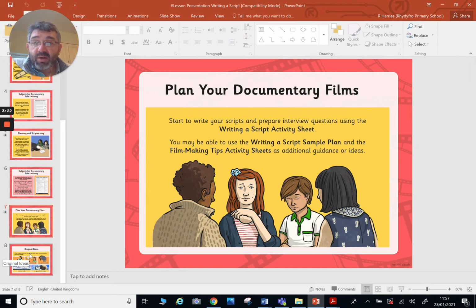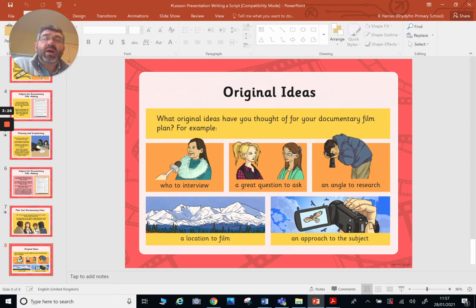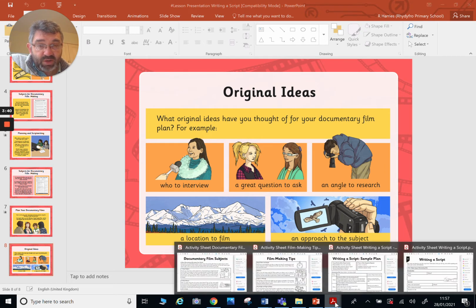And then we get to the bit then where we have to have some original ideas, okay, for your film. So we need to think about who to interview, or to think of questions to ask, an angle to research, a location to film, or an approach to the subject, or how we're going to do this. So let's have a look at some of the sheets we've included here.